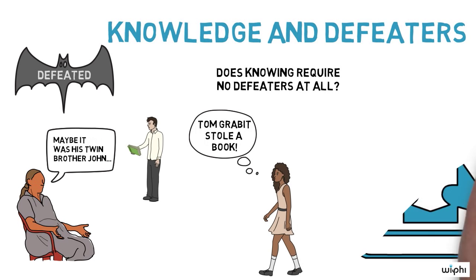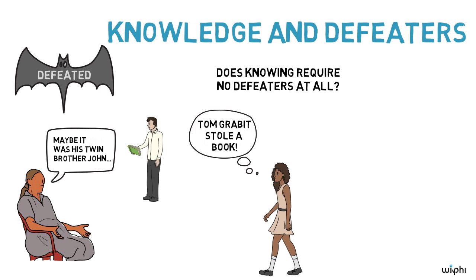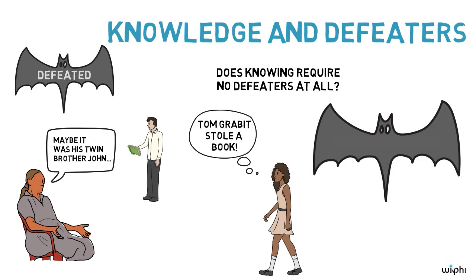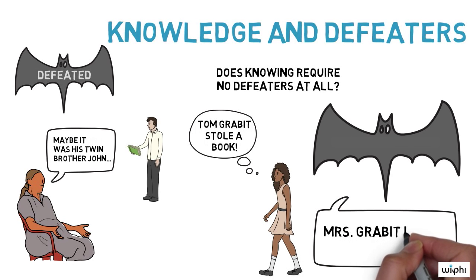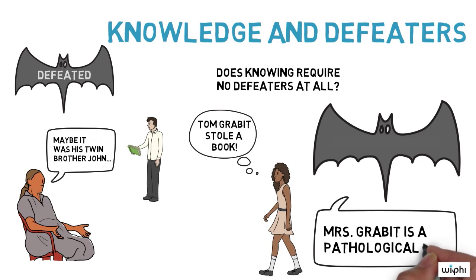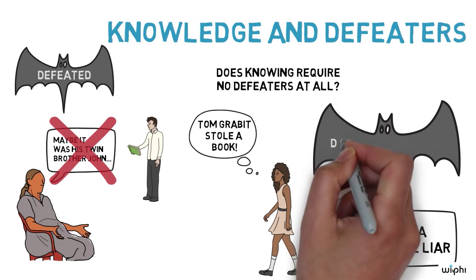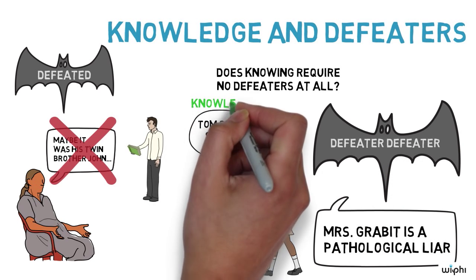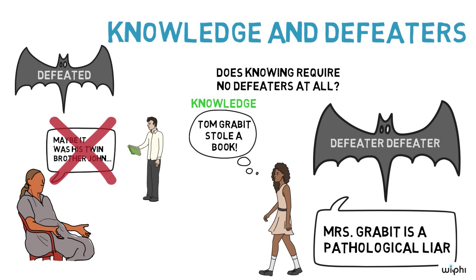But wait, there's one last twist. There's a further hidden fact that cancels out the first hidden fact about Mrs. Grabbit's testimony. The further fact is that Mrs. Grabbit is a pathological liar, and there never was any twin. Her only son Tom really did take the book, and you saw him do so. Your original defeater has itself been defeated, and you actually had all along what Lehrer and Paxson call an undefeated justification for your belief.